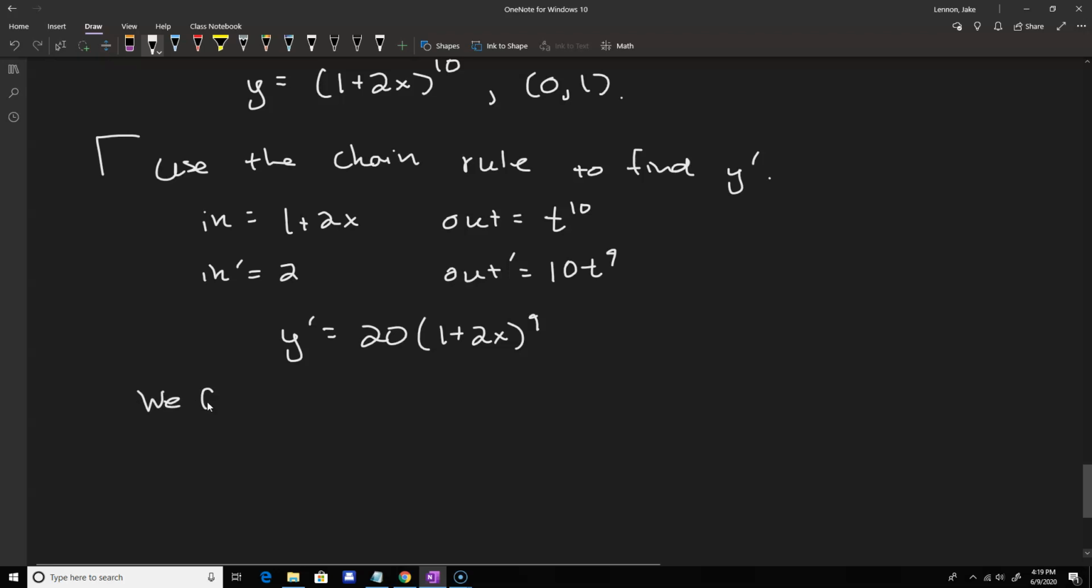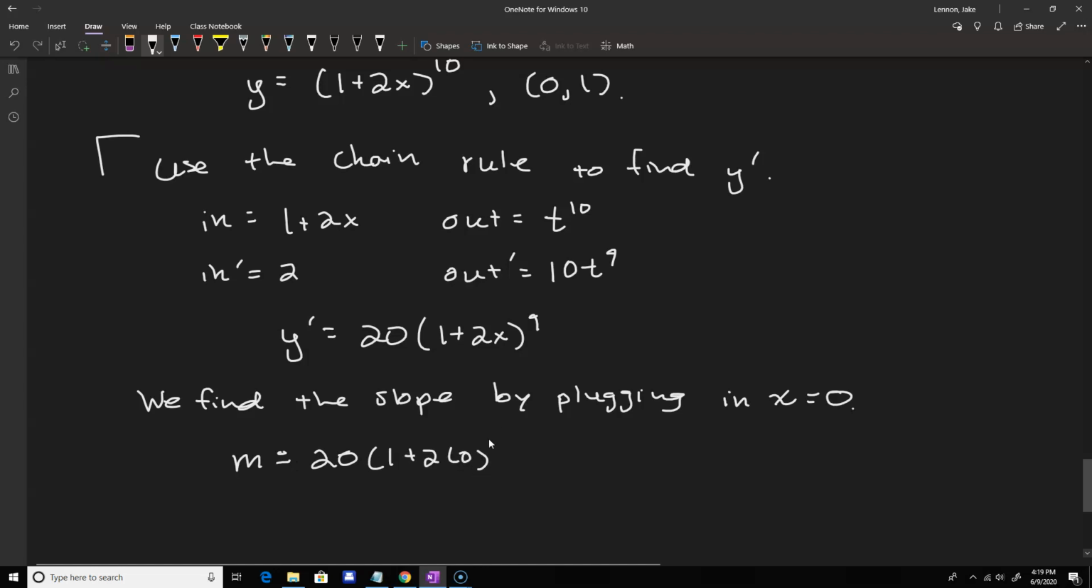Okay, so we find the slope by plugging in 0 for x, because the point is 0, 1. So the slope, let's call it m, is 20 times 1 plus 2 times 0 to the 9th. Well, that's just 1 to the 9th, so our slope is just 20. We already know that 1 is the y-intercept, so the equation of the tangent line is y equals 20x plus 1. So that would be the tangent line.